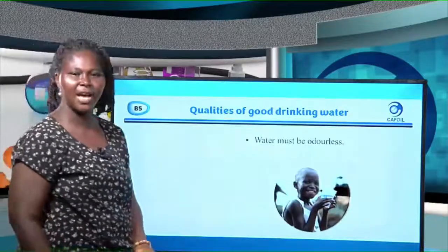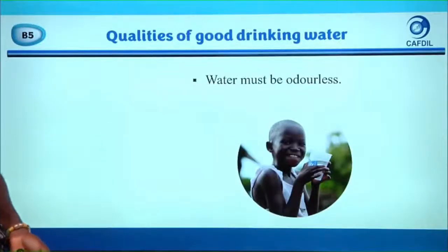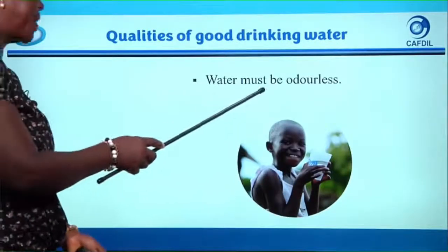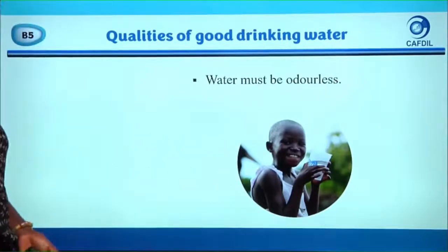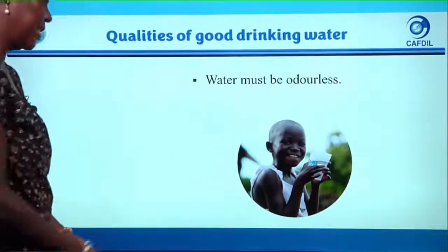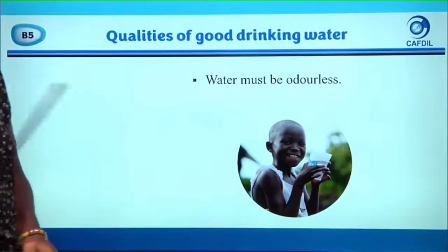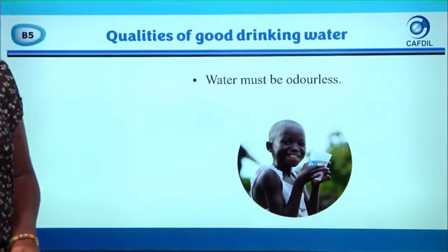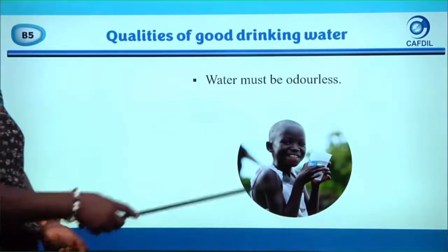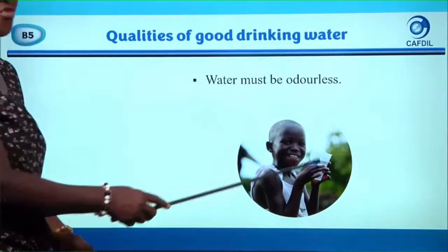Let's look at another quality of drinking water. Water must be colorless. It means water has no color. Look at the water the girl is drinking.